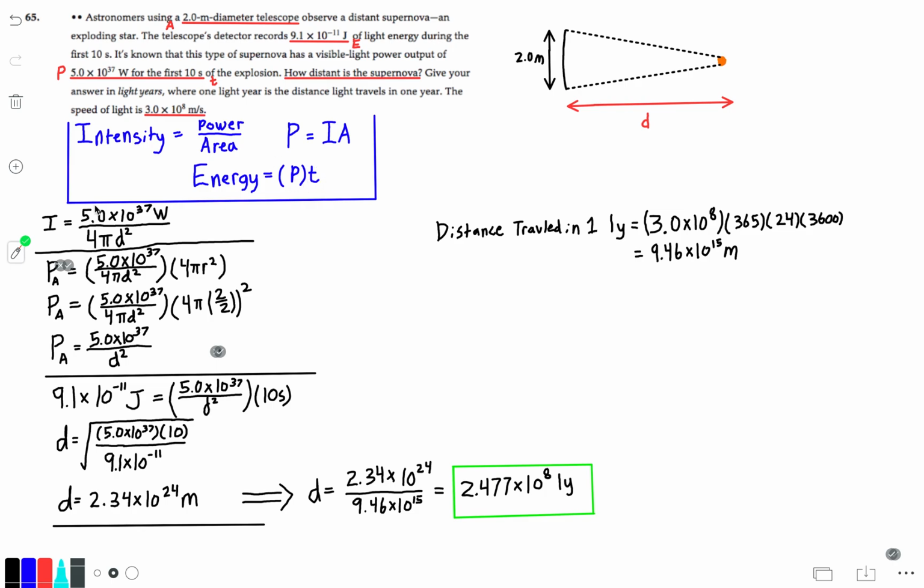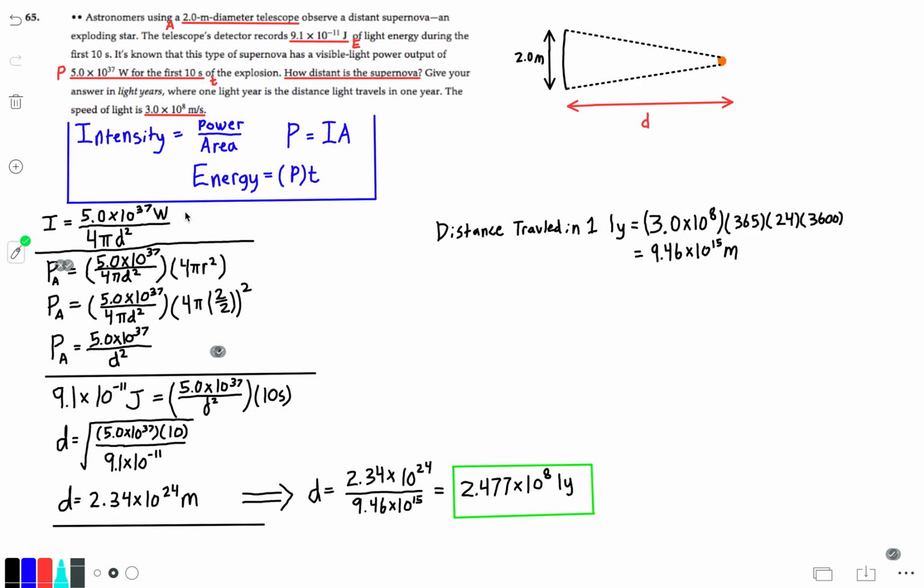To start off, we're going to plug into the intensity equation. Here we have our power in watts, and we have the surface area of the light that is coming off of the star. The radius would be our distance, as the light is traveling in all directions from the star. So we would use this d value here, and this would also be the d value of our actual distance to the lens of the telescope.